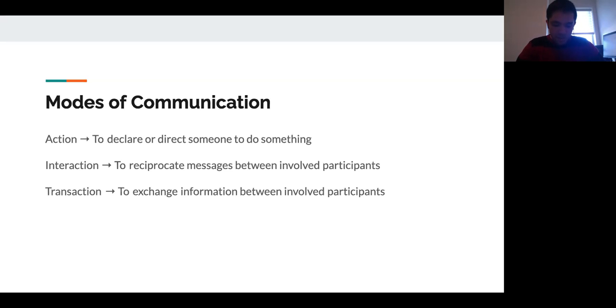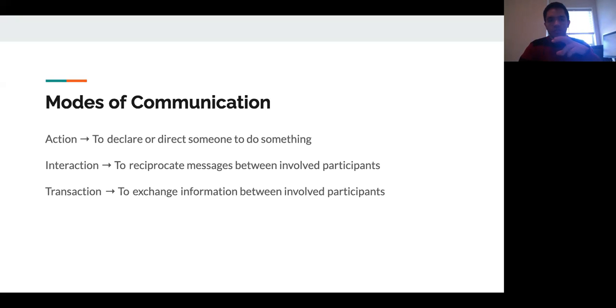Some modes of communication: one is to dictate an action, to declare or direct someone to do something. Another mode is interaction, which is to reciprocate messages between the involved participants. And there has to then be a transaction, which is to exchange information.